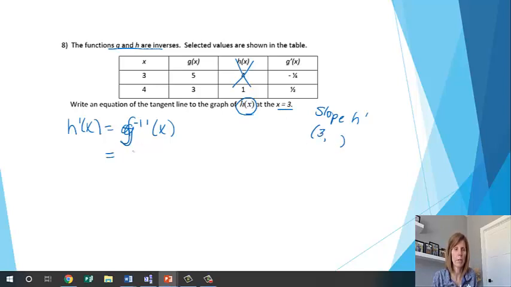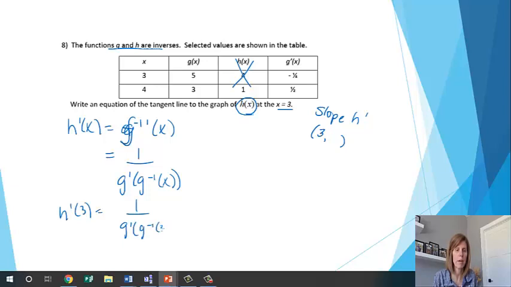Okay, I'm going to come over here and just rewrite my formula. The derivative of the inverse of g is 1 over g prime of g inverse of x. On this problem, because my x is 3, I'm looking to find it at 3. So I have 1 over g prime of g inverse at 3. Once again, please remember that this is my inverse point, so on my original function it's going to be something comma 3.